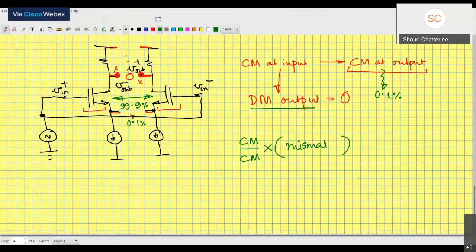It's a statistical way of finding out what is going to be the common mode input to differential mode output gain, that is, differential mode output by common mode input gain. So this is a kind of statistical method to find this out. This is not very rigorous, so that's why I said that this is typically a hard question.